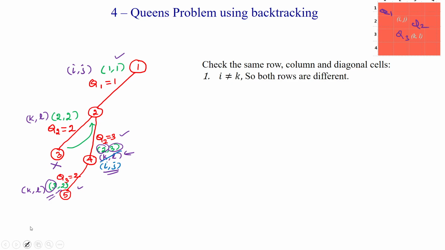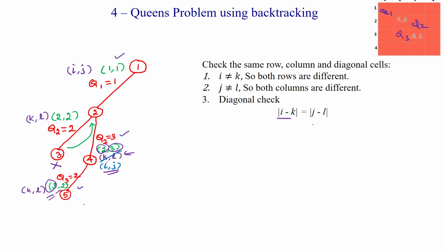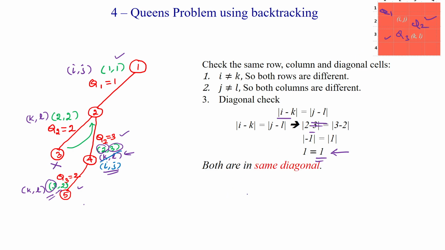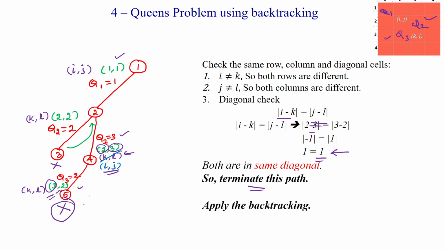Then check the diagonal position. For the diagonal check, i minus k equals j minus l. When you substitute the values, we get both as 1. So you see both are in the same diagonal, queen 2 and queen 3, based upon the formula itself that we use in programming. Then we cannot place these queens at 2 comma 3 and 3 comma 2. So 3 comma 2 has to be changed. Here we terminate this path, then apply backtracking. We go back here, backtracking.